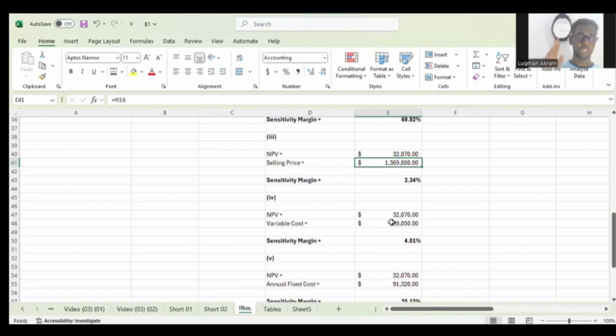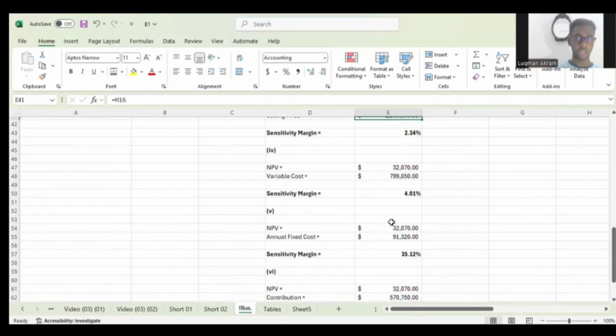If the variable cost increases, if it is a cash outflow, it should increase so that the NPV drops. And if it is a cash inflow, it should decrease so that the NPV drops. So the variable cost, if it increases by 32,070, which is 4.01% of variable cost, the NPV would become 0.